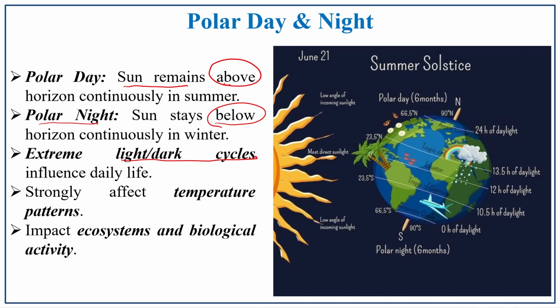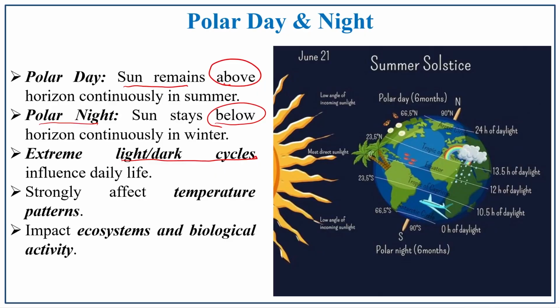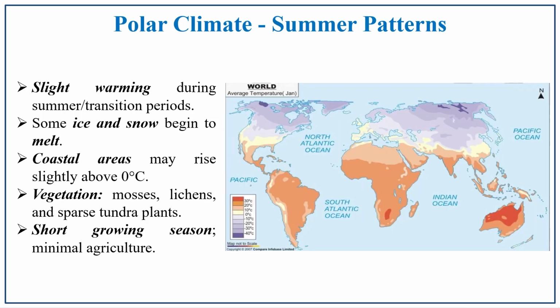If it is going to be very dark for a few months and bright for a few months, it definitely affects the life forms. The impact is that the ecosystem and biological activity are affected because of this polar day and night process. In the polar climate, how will the summer pattern be?